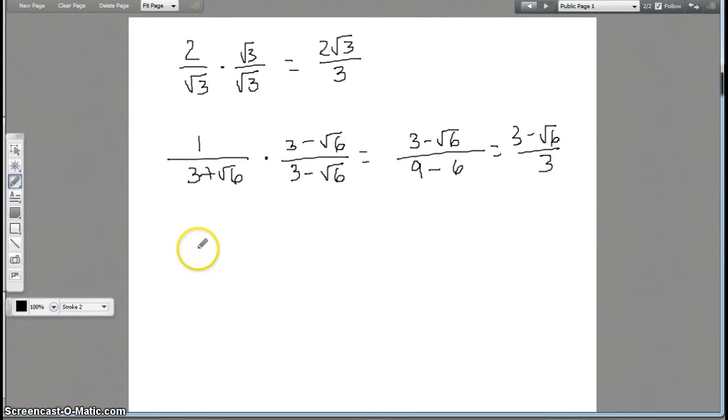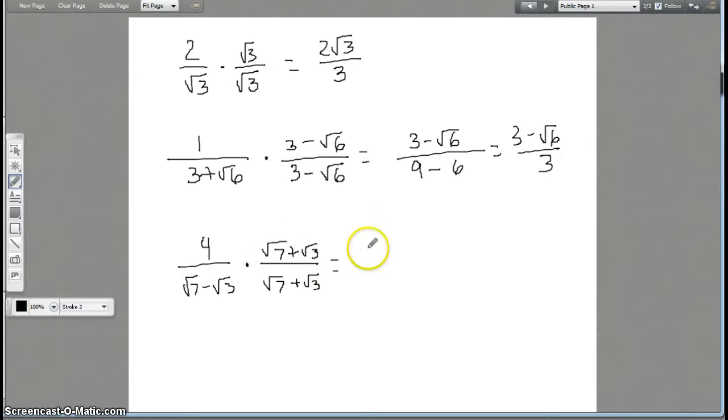We'll do one more example. What if we have 4 over square root 7 minus square root 3? We need to multiply by the conjugate of our denominator. That's going to be square root 7 plus square root 3. We copy down the same two terms, square root 7 and square root 3, and then we change the sign in the middle. We had a negative, so we need to write a positive. This will give us an equivalent fraction.